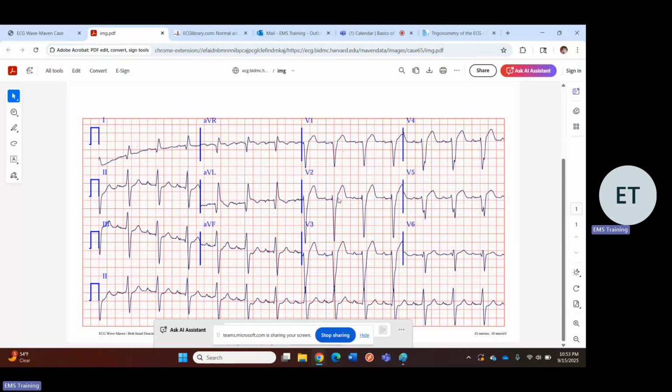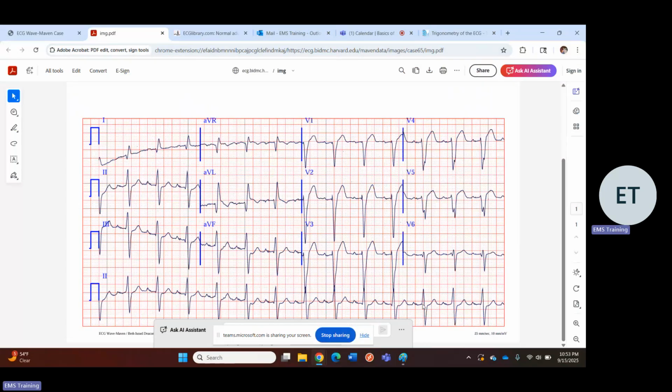And this ST elevation that you see here and the size of the T-wave does not seem disproportionate compared to the QRS complex depth. If this QRS complex was a little bitty, I might say this meets STEMI criteria, but it doesn't really. Boy, I don't know.